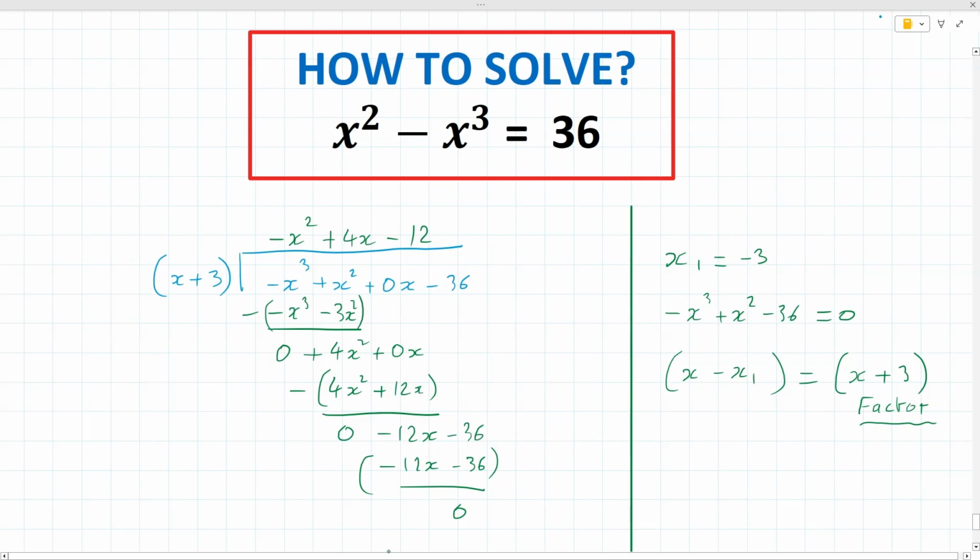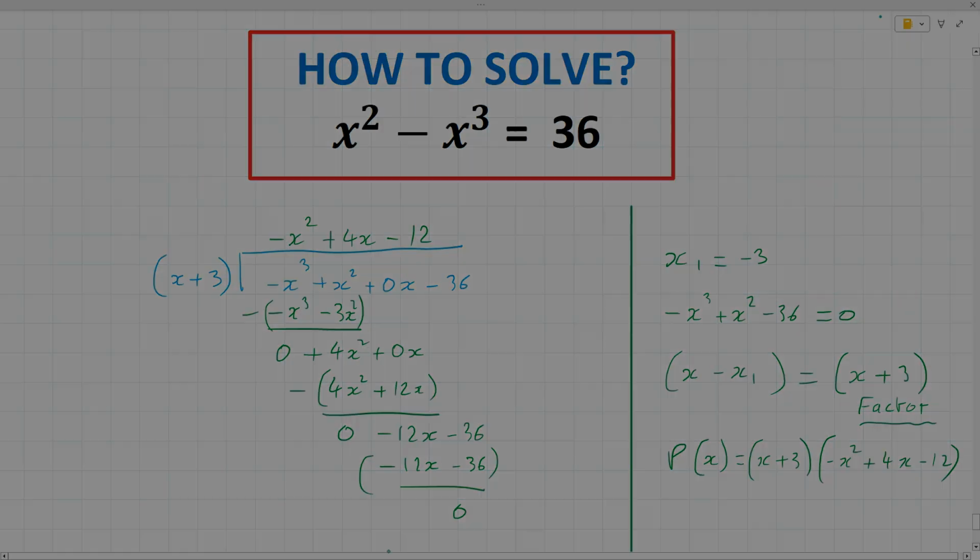So we can say that our polynomial p of x is equal to this factor of x plus 3 multiplied by this quadratic here, which is negative x squared plus 4x minus 12. And we're going to have to try and solve this quadratic equation now.